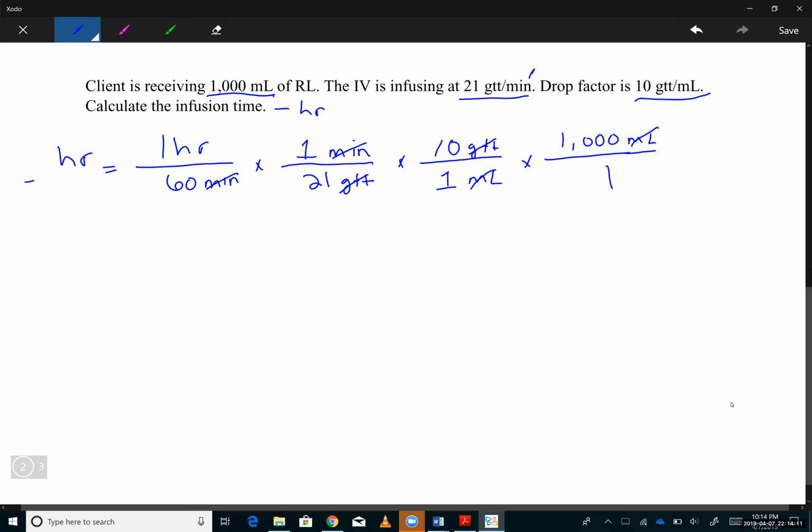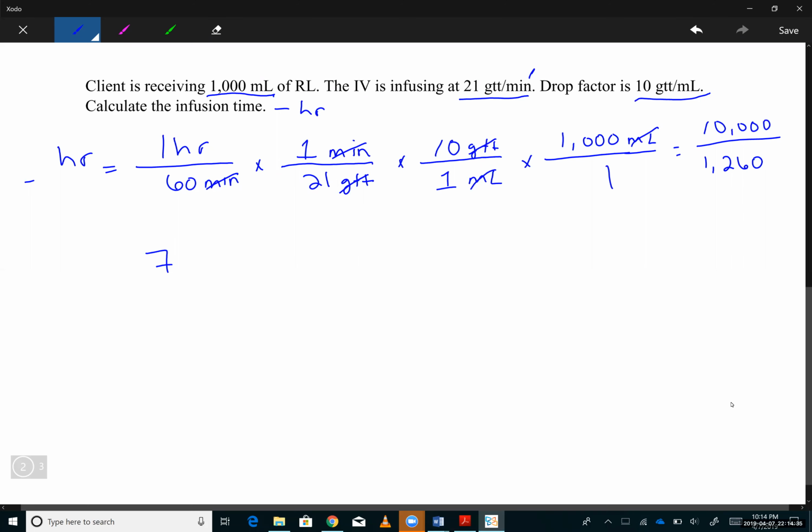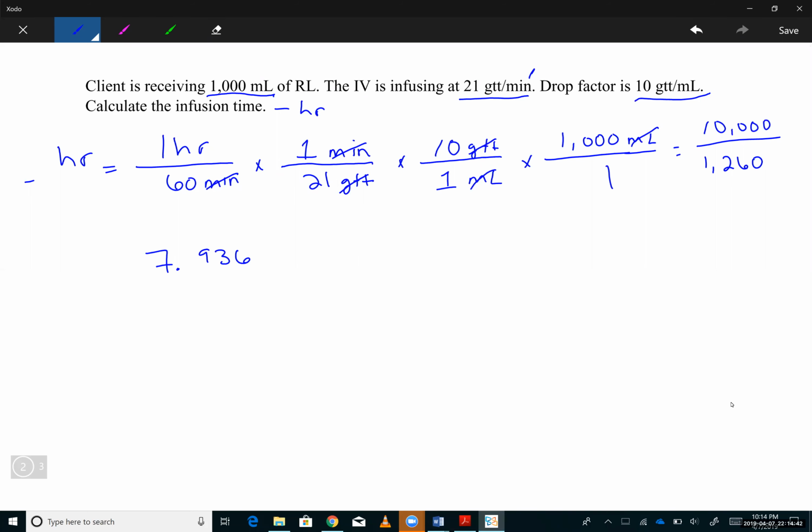We have 1 times 1 times 10 times 1,000 is equal to 10,000. We have 60 times 21 times 1 times 1 is 1,260. When you divide 10,000 by 1,260, you get 7.936. When you report your time in hours, if there is a portion of an hour, you want to report that in minutes.